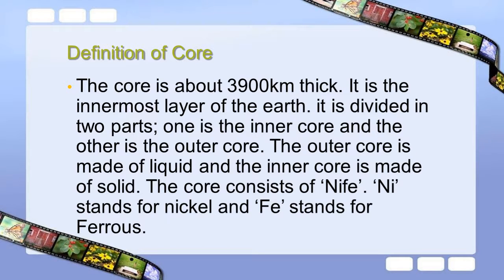The third is the innermost layer, or the core. It is about 3,900 kilometers thick and it is divided into two parts again: one is the inner core and the other is the outer core. The outer core is made up of liquid and the inner core is solid. The core consists of NIFE, which stands for nickel and ferrous.